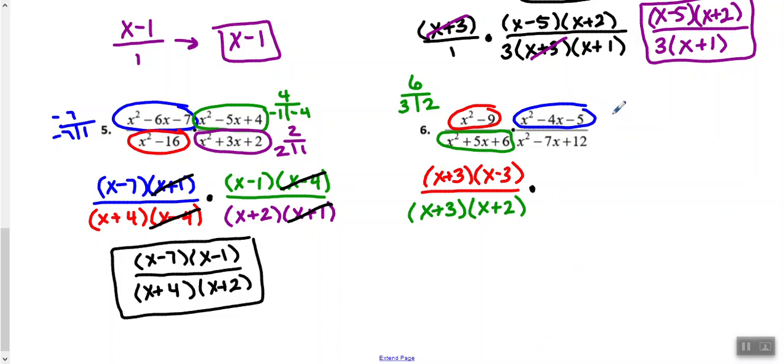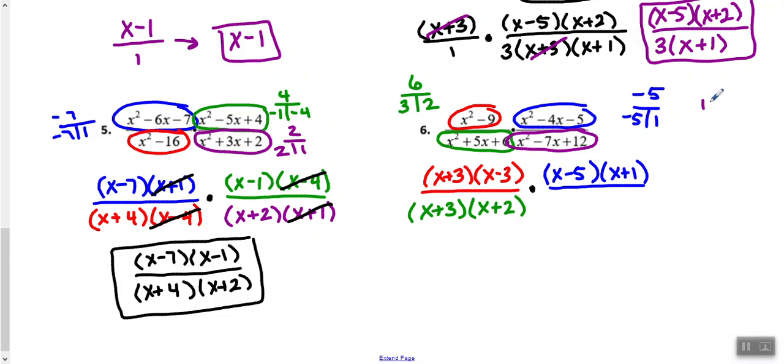I have x squared minus 4x minus 5. So what multiplies to negative 5 and adds to a negative 4, negative 5, and positive 1. So that becomes x minus 5 and x plus 1 over, and then the bottom.